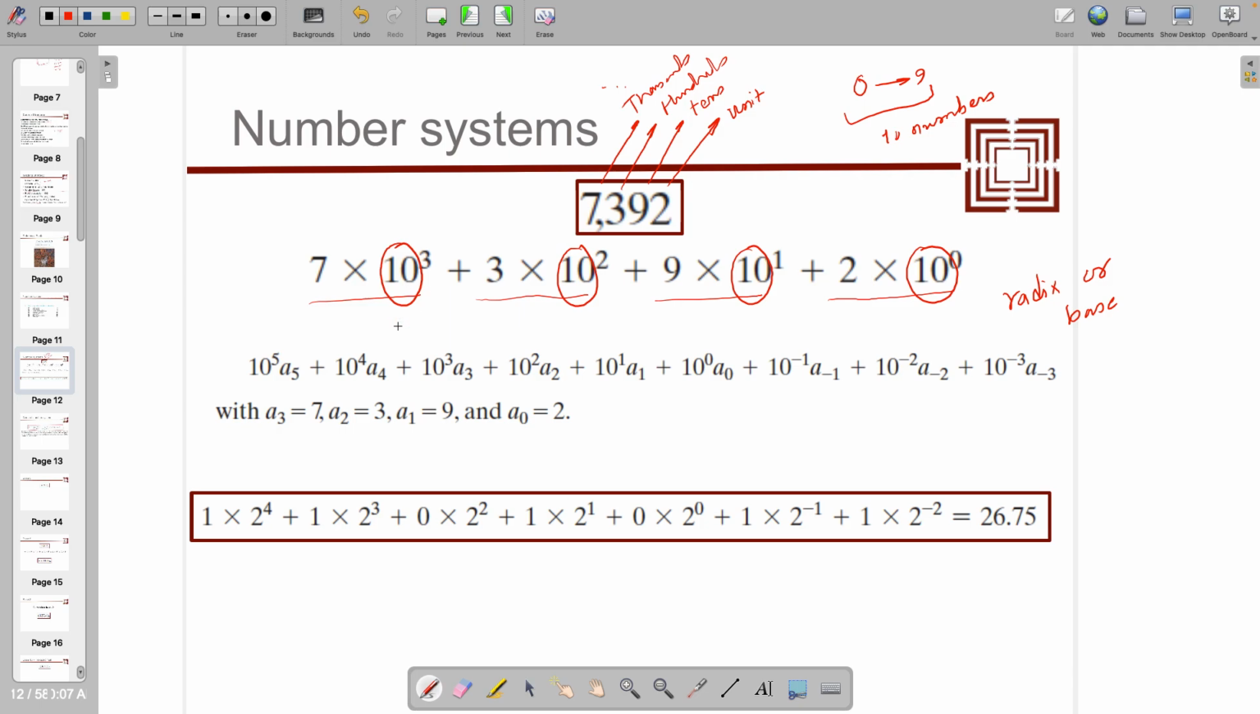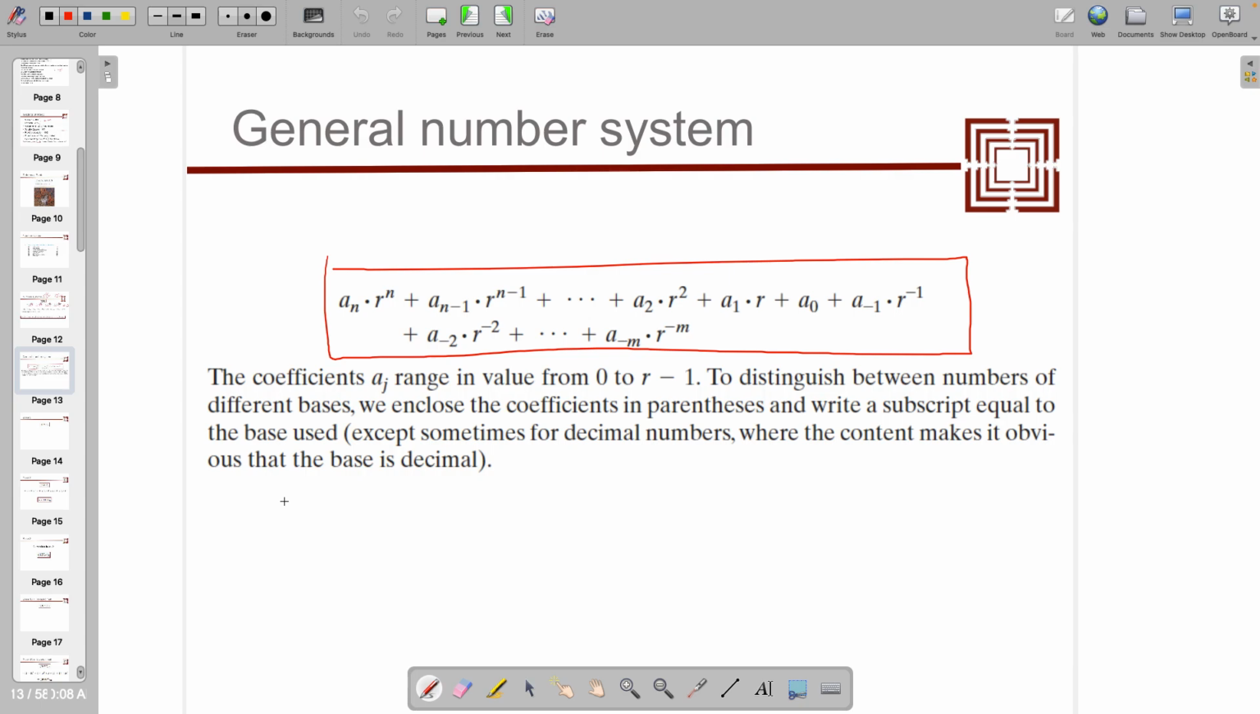One more thing is written over here: to distinguish between numbers of different bases, we enclose the coefficients in parentheses and write a subscript equal to the base used. I mean to say, if I want to indicate that whatever is inside this box is actually a decimal, I'm going to write 10 over here. If it is written 3, then it's base 3. But understand, in this case, you are going to have numbers ranging from 0 to 2 only inside this box.